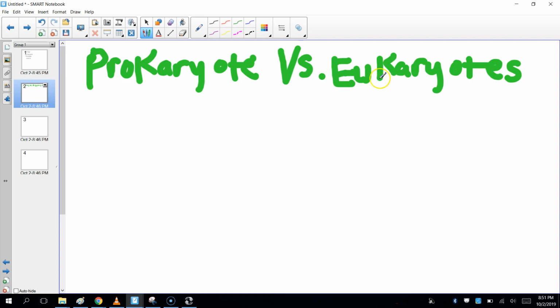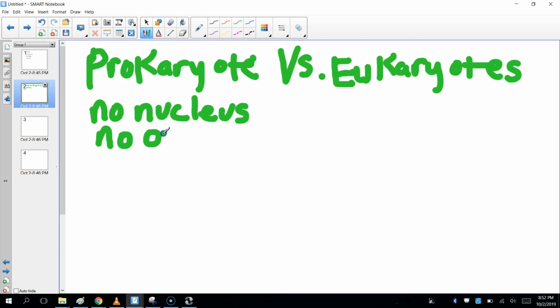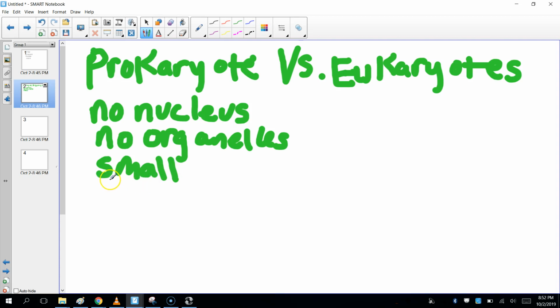The prokaryotes, if you remember, do not have a nucleus. They do not have membrane-bound organelles. And they're pretty small, comparatively speaking, with eukaryotes. So there's no nucleus, there's no organelles, and they're pretty small. And an example are bacteria.